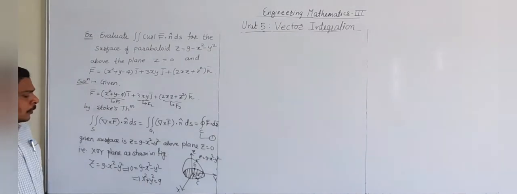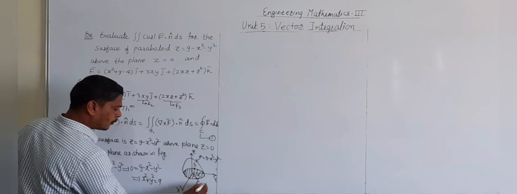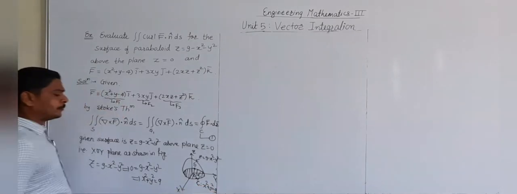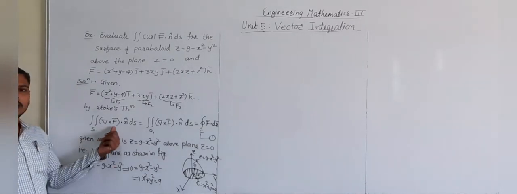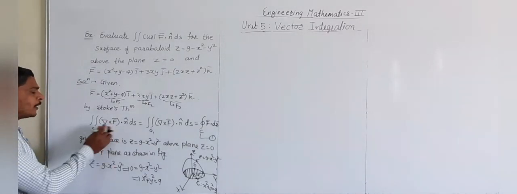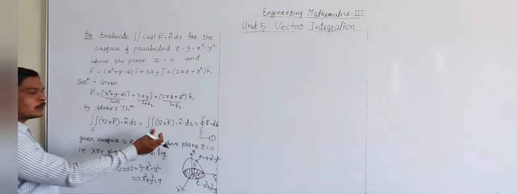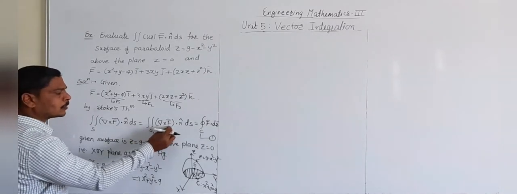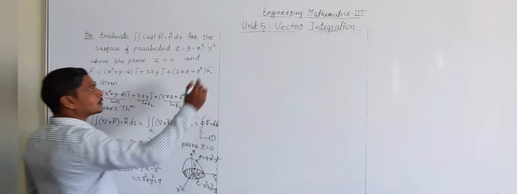So in that way we get the equation of this curve: x square plus y square is equal to 9. Now first of all I will find del cross f bar. Our requirement is to find the surface integral of curl of f bar dot n cap ds. That means to find the double integration over S1 of del cross f bar dot n cap. So for that, first of all I will find del cross f bar.